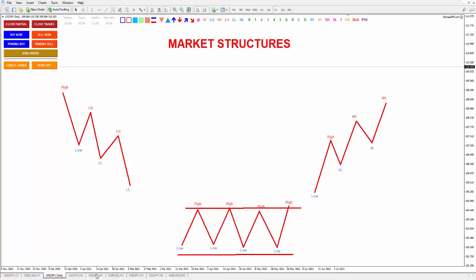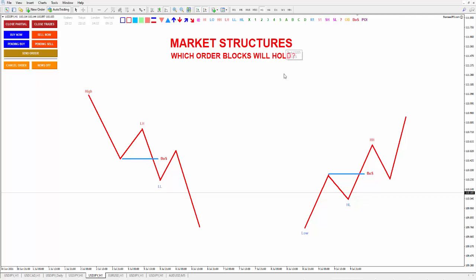Now, let me show you this. Which market structure, which order block will hold? Focus on this pattern. You want to wait. The market creates a lower high and then the market creates a lower low. Then you can start looking for your order block. Your order block will probably be around here or here somewhere, right? So a lower high is confirmed when the price breaks the previous low and then creates a new lower low.